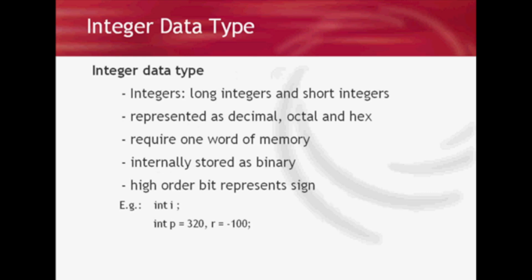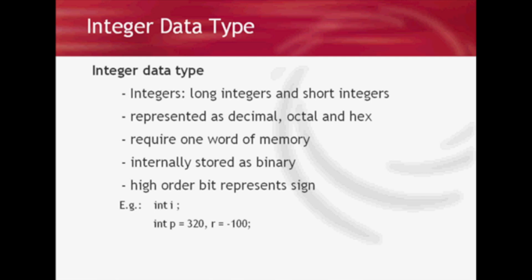Integer data type. The allowable range for integer is minus 32,768 to plus 32,767, 16-bit. For a 32-bit computer, of course, the range would be much larger. In integer, 2 bytes, the 16-bit is used to store the sign of the integer. 1 if the number is negative, 0 if the number is positive.